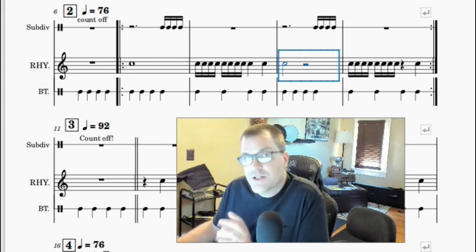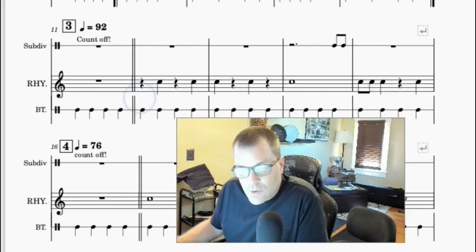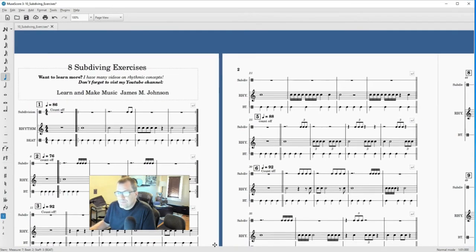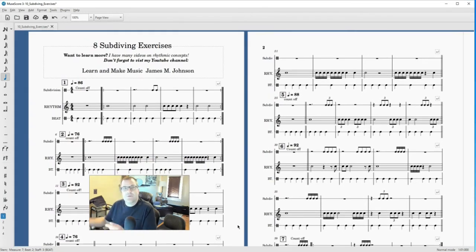From the beginning, there's tempo changes. Oh, I almost forgot, real quick. Exercise 4, there's no subdivision, and that's an 8-measure exercise. There's no subdivision because I want to see if you can feel it and hear it.